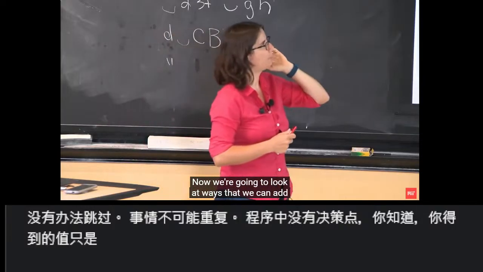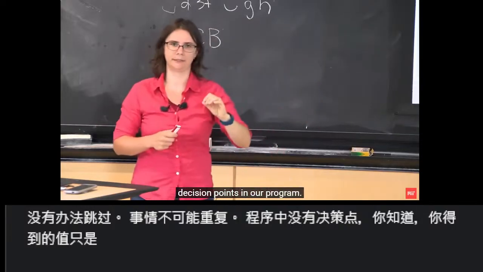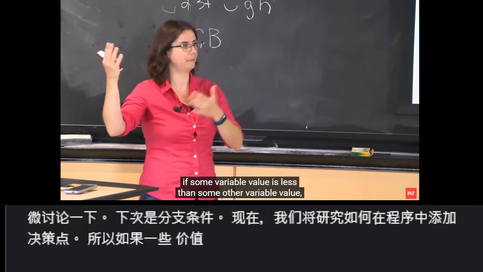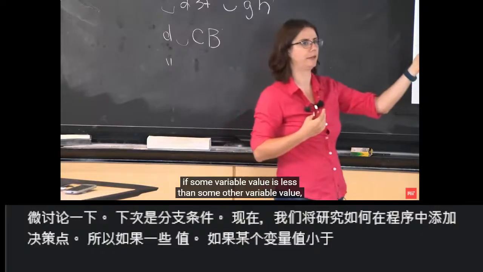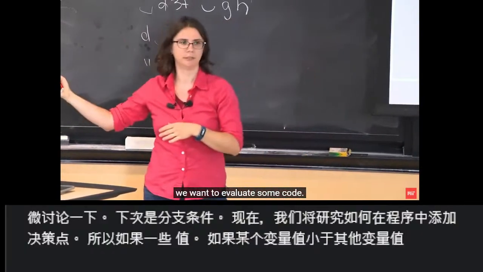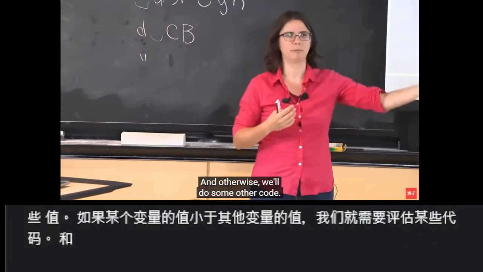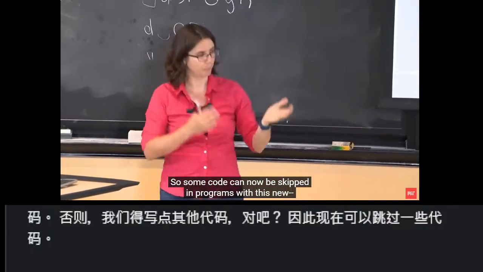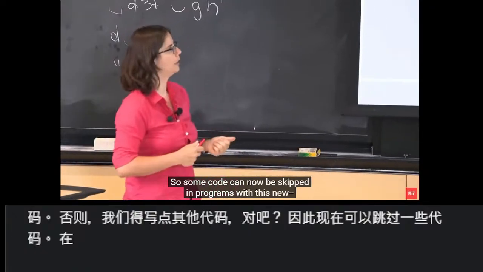Now we're going to look at ways that we can add decision points in our program. So if some variable value is less than some other variable value, we want to evaluate some code. And otherwise, we'll do some other code, right? So some code can now be skipped in programs with this new idea.